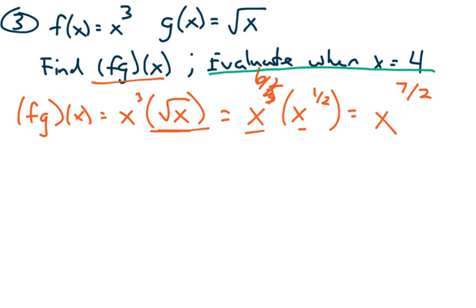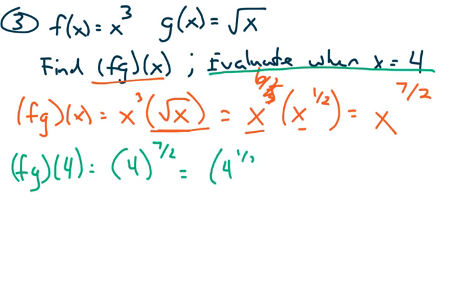Next part, we need to evaluate when x equals 4. So we're going to have fg of 4. So this becomes 4 to the 7/2 power. If we're evaluating with rational exponents, we can think of it as 4 to the 1/2, to the 7th. Remember, the 1/2 power is the same thing as the square root. So the square root of 4 is going to be 2, and then 2 to the 7th power. That's not on the half sheet with the table, but you can use the calculator. That would be 128.